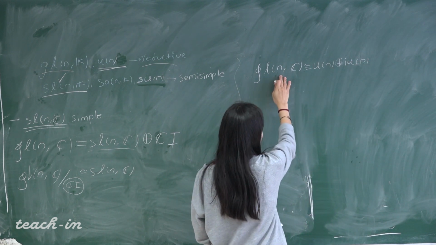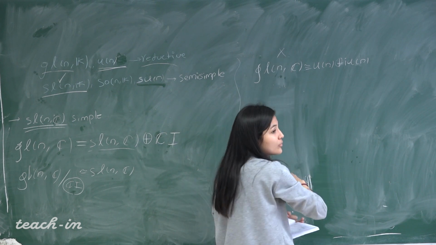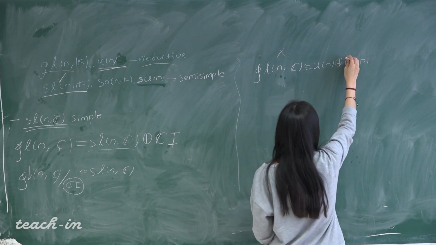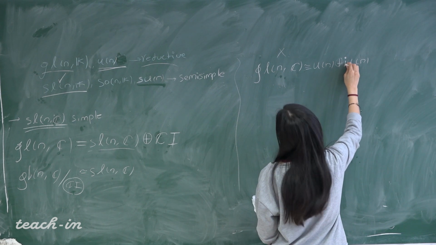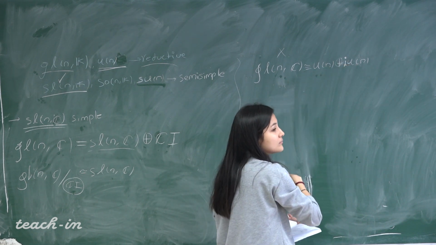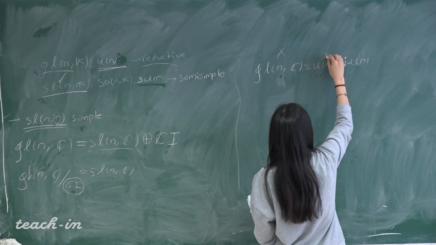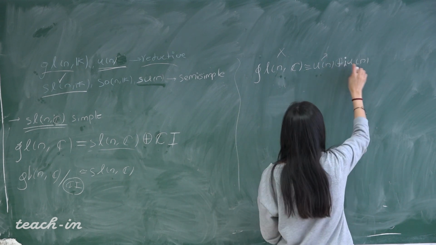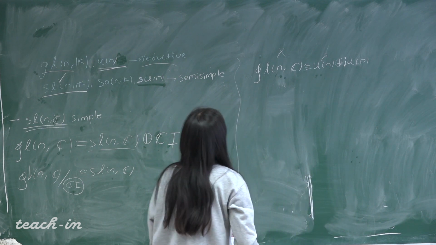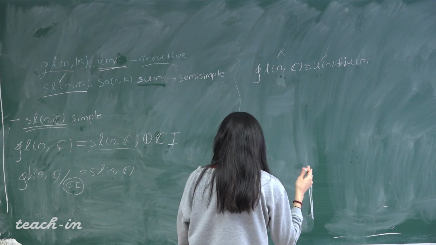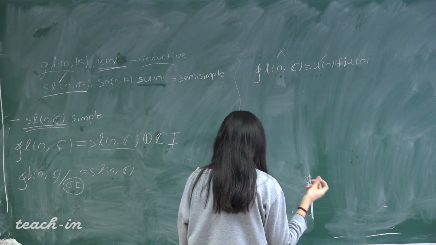Because any matrix X here, we can decompose it. This is the imaginary unit. So GL(N,C) is a complexification of U(N). And these parts are the skew symmetric parts.